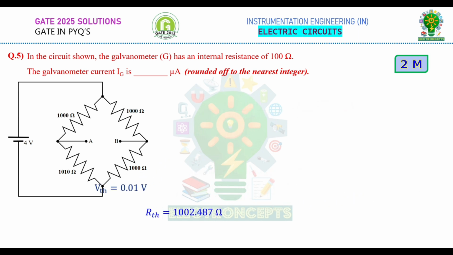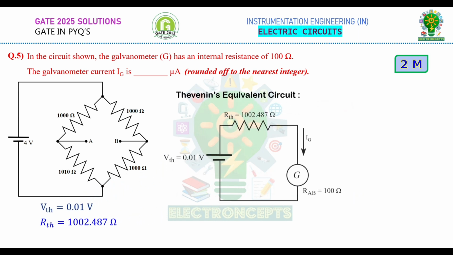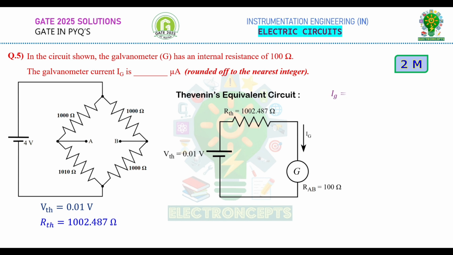Keeping the values of Thevenin's voltage and Thevenin's resistance aside, now let us draw the Thevenin's equivalent circuit. From the Thevenin's equivalent circuit, we can calculate the value of current flowing through the galvanometer Ig as Thevenin's voltage divided by Thevenin's resistance plus the resistance across AB, that is the resistance of the galvanometer. By substituting the values of VTH, RTH and the internal resistance of the galvanometer, we get the current flowing through the galvanometer as 9 microamps.